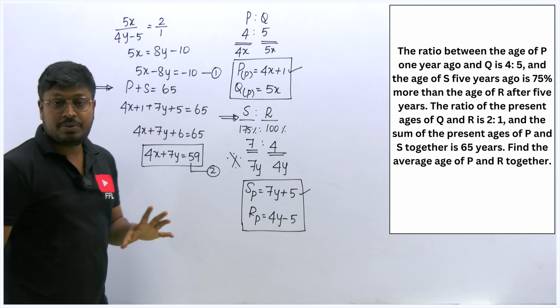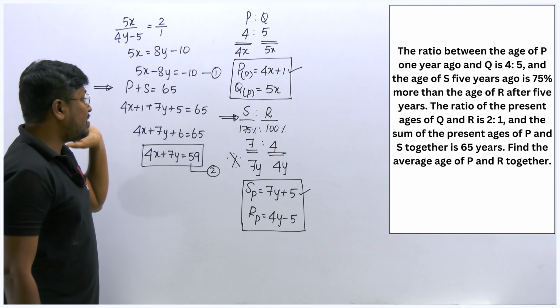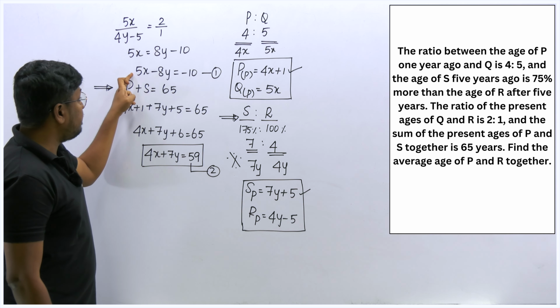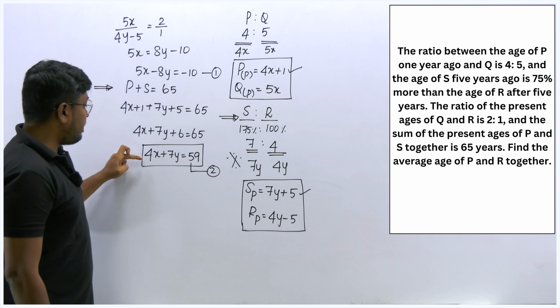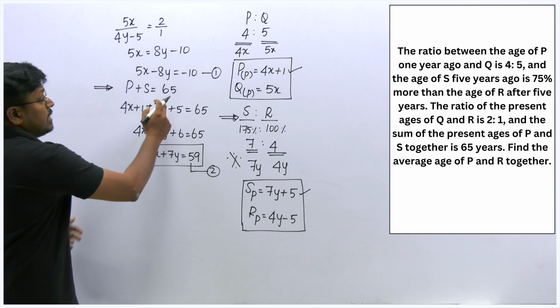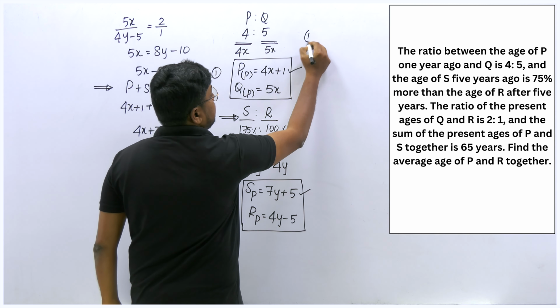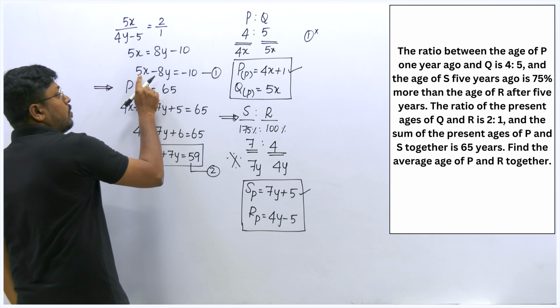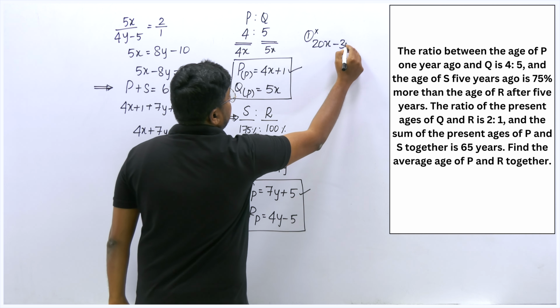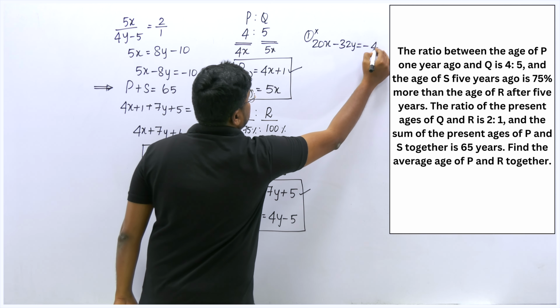So now our target to solve this question, that is, we need to solve the equations. That's it. So what we can do here is, we can multiply this by 4 and we can multiply this by 5 in order to cancel the value, right? So let's multiply the first equation by 4. So 5 4s are 20x. So 20x minus 32y is equals to minus of 40.